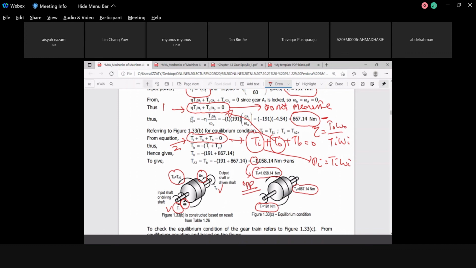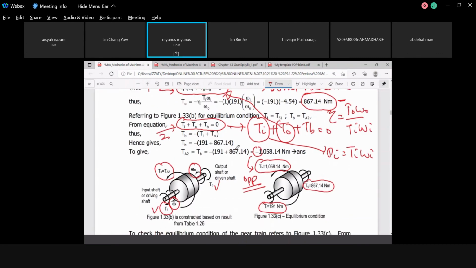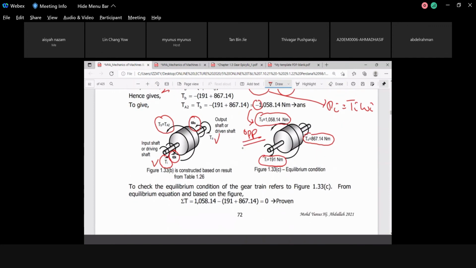Understand or not? Yes, doctor. Okay. Then you can prove it for the equilibrium equation equal to 0. Okay, that is the complete exercise of the torques.